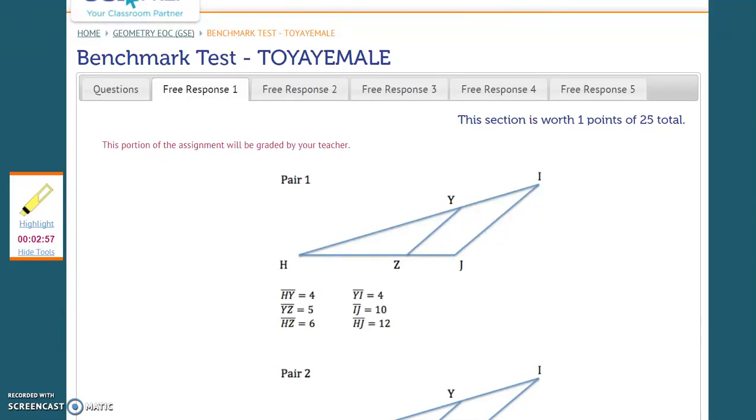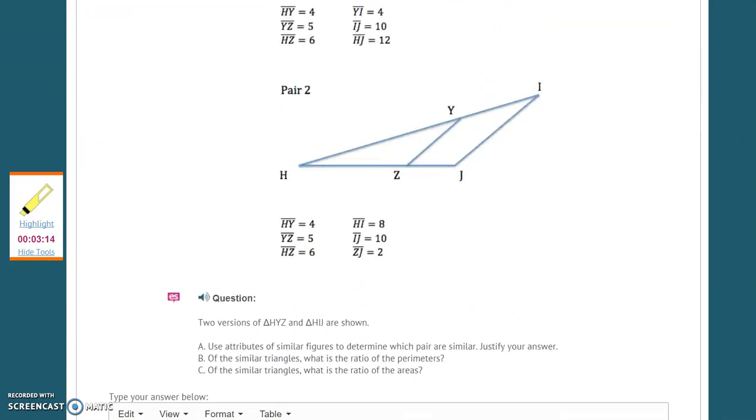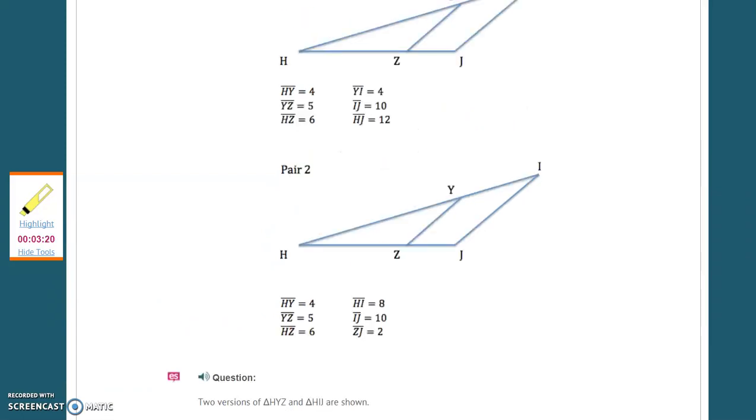On your USA test prep assignment last night, you had 5 free responses, and I want to talk to you about how to answer those. This is the part of the test where you're going to be typing your answers, and it says free response number 1, pair 1, pair 2, and then down below there it says 2 versions of triangles HYZ and HIJ are shown. So in other words, these are 2 different cases, 2 different versions of the same problem.